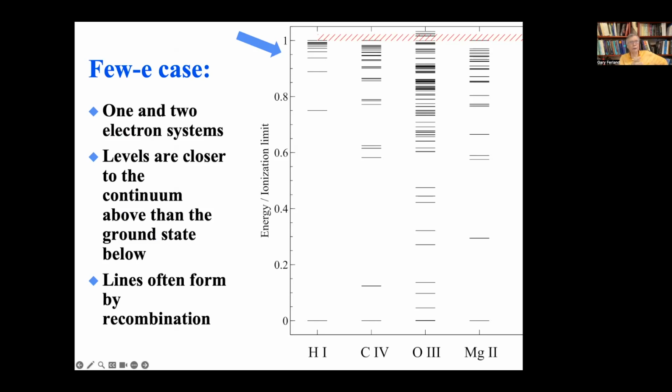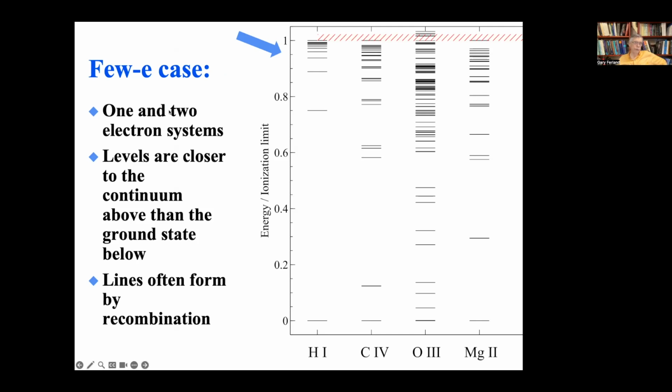There are two simple cases, and they provide rules of thumb, although it's actually more complex than I'm about to say. In the few-electron case, hydrogen has one electron, carbon has three, so the number of electrons is increasing. What you see is that systems with very few electrons tend to have their states very high up, whereas as the number of electrons increases, the number of lower states increases.